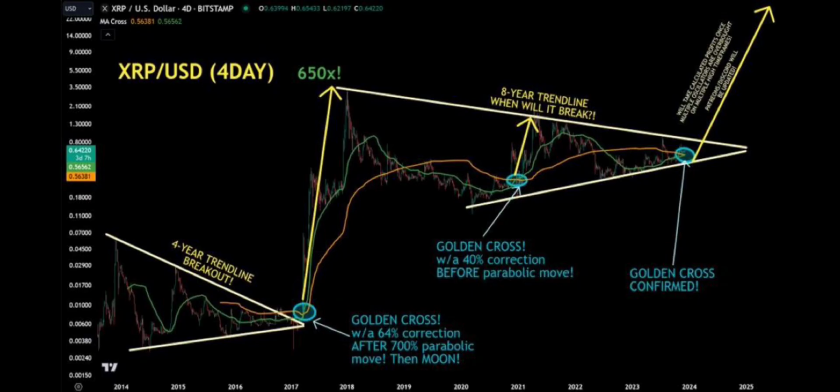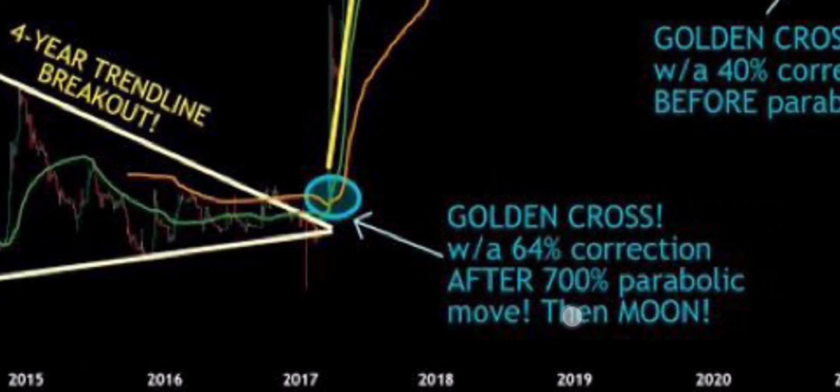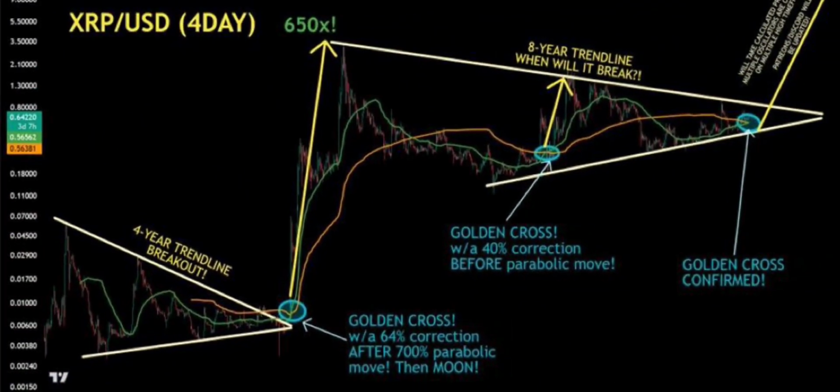So here's a chart I saw on Twitter. I'm not knocking the chart. I think it's a beautiful chart. But there's a little issue here. So if you notice down here, it says golden cross with a 64% correction after a 700% parabolic move, then moon. But you can see both moving averages pointing up as the cross took place.